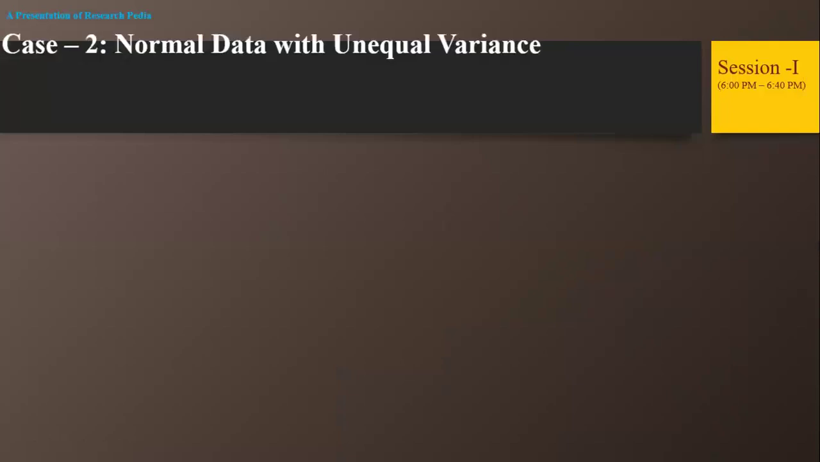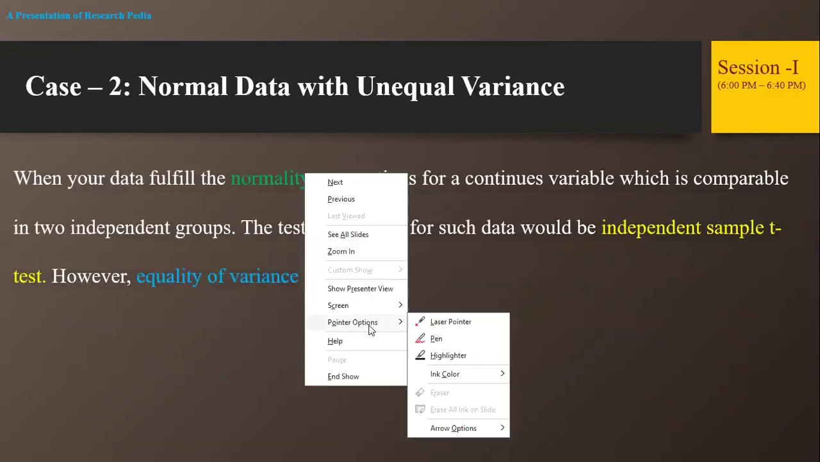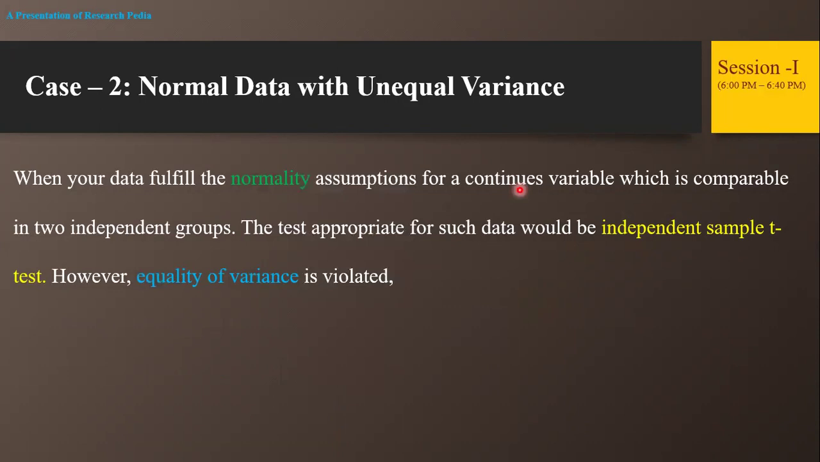First, we need the detail of this case. Normal data with unequal variance. When your data fulfill the normality assumption for a continuous variable. Remember one thing, whenever you need to check the normality, always check the normality of your interval or scale variable. Scale variable or interval variable is basically your continuous variable. So always check the normality assumption for a continuous variable, which is comparable in two independent groups. The test appropriate for such data would be the independent sample t-test.